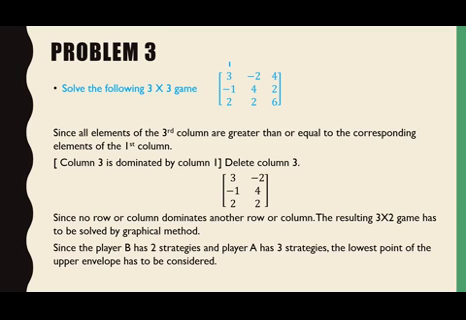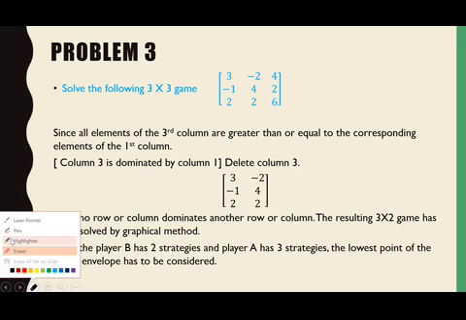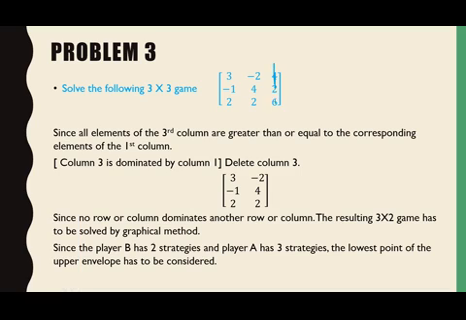So the first column, whichever is greater, has to be removed, right? So I'll just erase it, sorry. This column gets deleted. Whichever is greater has to get deleted. So I am left with 3, minus 2; minus 1, 4; 2, 2. Compare here first row and second row.